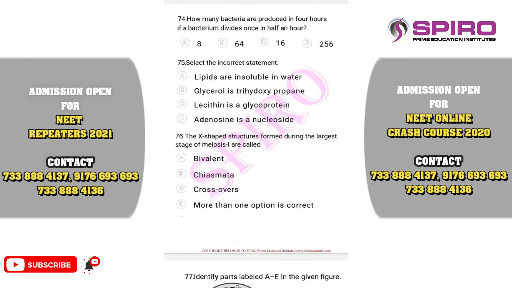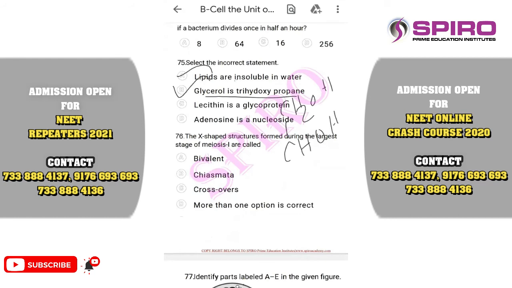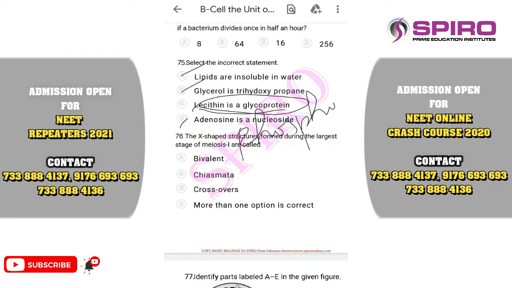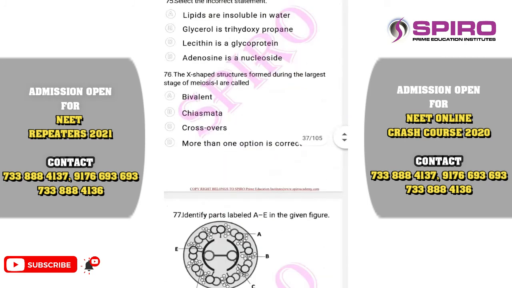Next question. Select the incorrect statement. Lipids are insoluble in water. That is a correct statement, lipids are hydrophobic. Glycerol is a trihydroxypropane, CH2OH, this is glycerol. This is also correct. Lecithin is a glycoprotein. So the incorrect option is here. Lecithin is a phospholipid, a phosphatidylcholine. You have seen the cell membrane structures have this lecithin. It's not a glycoprotein. So the correct answer for this question is option C.